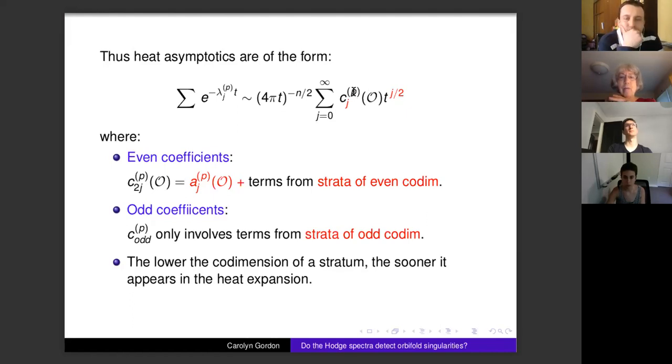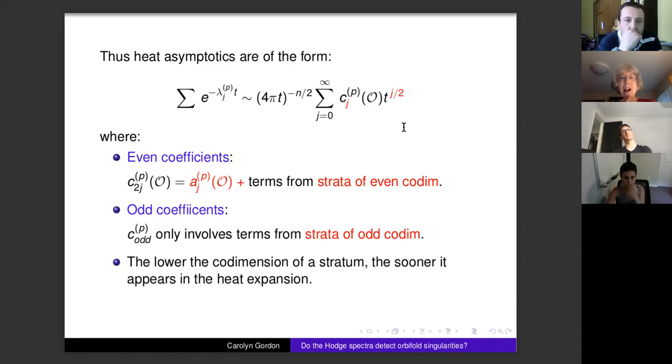P, of course, is just telling you which of the Hodge Laplacians you're looking at. So the C sub j's are given as follows. If looking at a whole power of t, so j is even, then C sub 2j is the corresponding A sub j, exactly the formula you have for manifolds. So for example, C sub 2 is just a multiple of the integral of the scalar curvature. And then there are additional terms that can come from the strata of even codimension only.